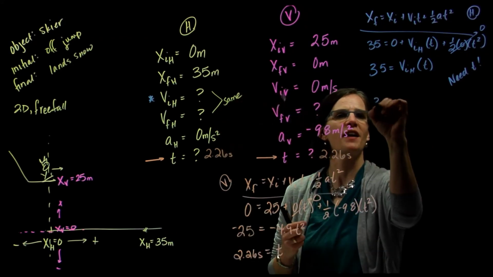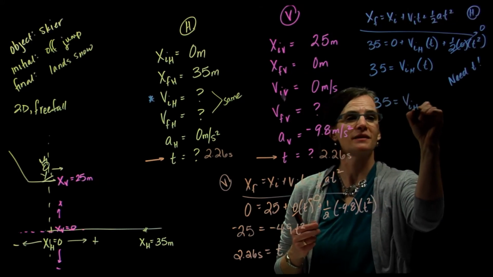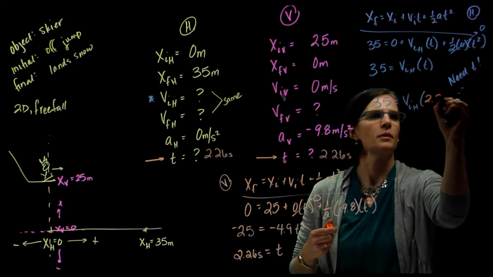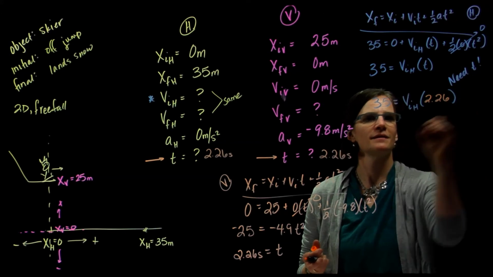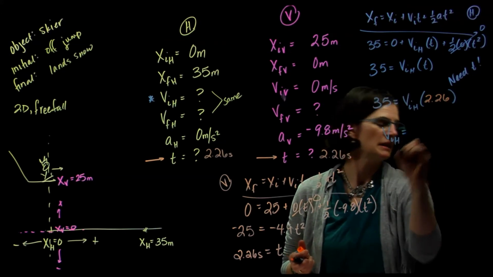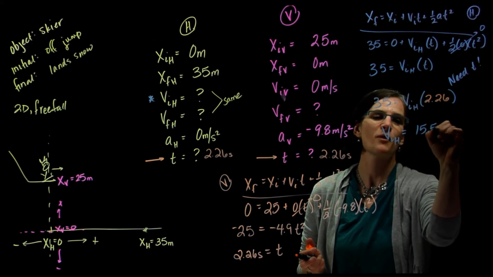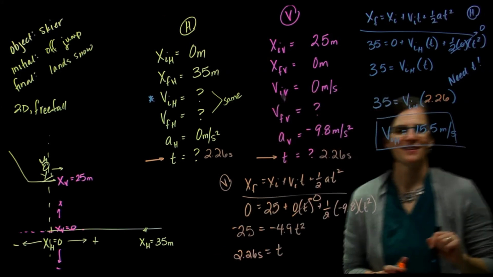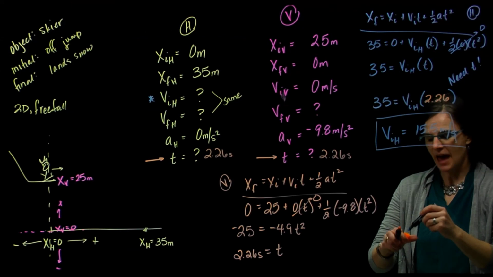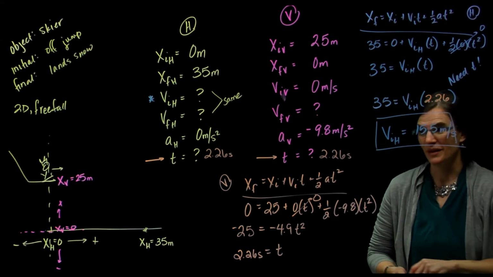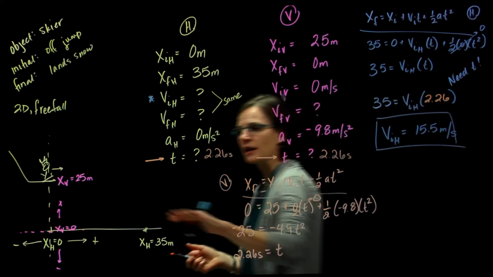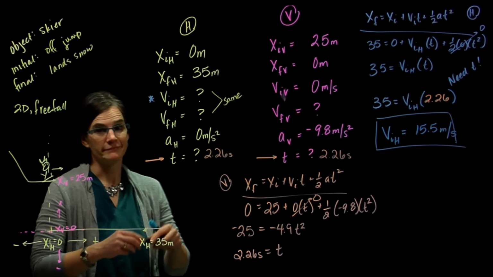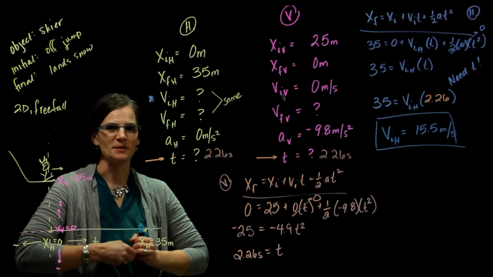So 35 is equal to v initial horizontal, the thing I was interested in, times my time of 2.26. Solving for v initial horizontal, I find that he was traveling 15.5 meters per second in order to make it 35 meters in a 25-meter jump. Does that make sense? Well, we know he's got to be moving when he leaves that jump. And we know based on how I've drawn the problem and I've identified the direction of his motion, it needs to be positive. So it's not unreasonable that we have a positive non-zero value.